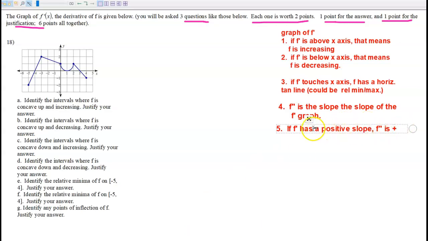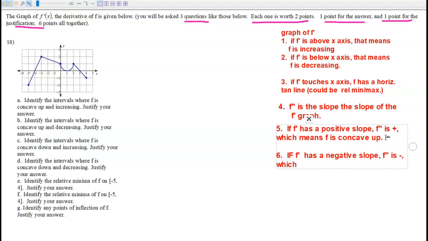All right, so let's say that again. So remember, f double prime is the slope of the f prime graph. So that means that if f prime has a positive slope, that means that f double prime is positive, which means f is concave up. Because if the second derivative is positive, that means f is concave up. Contrarily, if f prime has a negative slope, that means that f double prime is negative, which means that f is concave down.